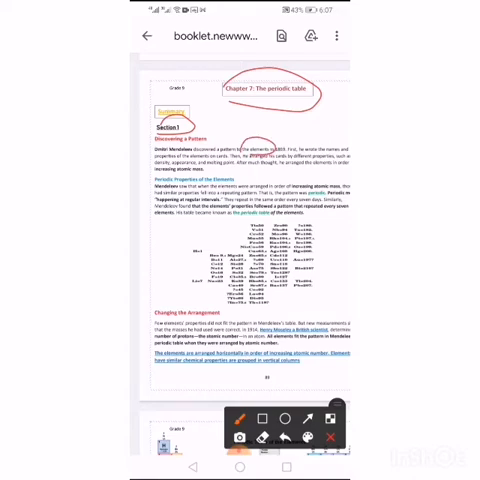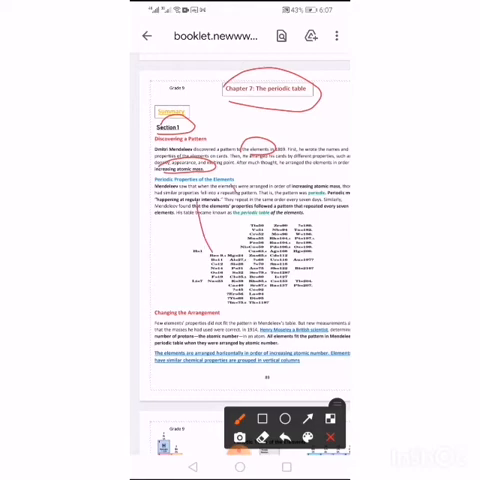Dmitri Mendeleev discovered a pattern to the elements in 1869. First, he wrote the name and properties of elements on cards. Then, he arranged his cards by different properties, such as density, appearance, melting point. After much thought, he arranged the elements in order of increasing atomic mass.